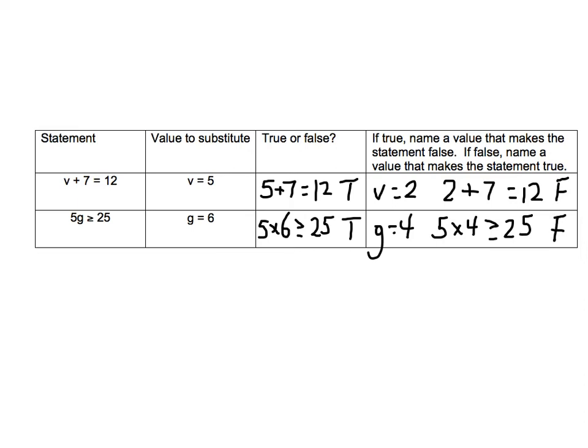So we were able to turn a true statement when g equals 6 to a false statement when g equals 4. And that's really all we're trying to do here. We're trying to figure out which values make things true and which values make things false.